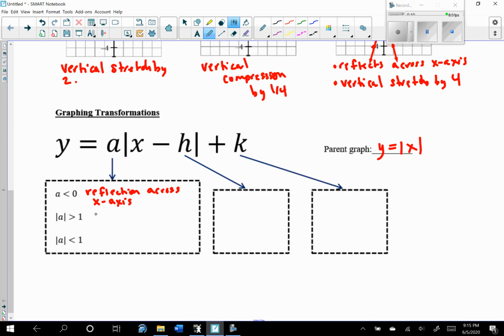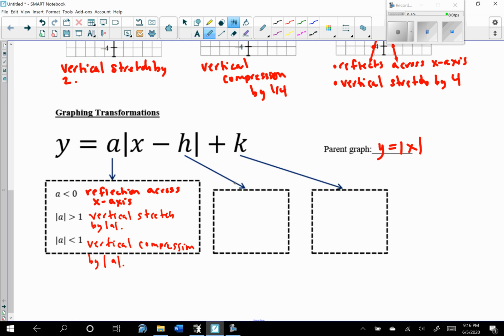When the absolute value of A is bigger than 1, it's a vertical stretch by the absolute value of A. And when the absolute value of A is less than 1, it's a vertical compression by the absolute value of A.